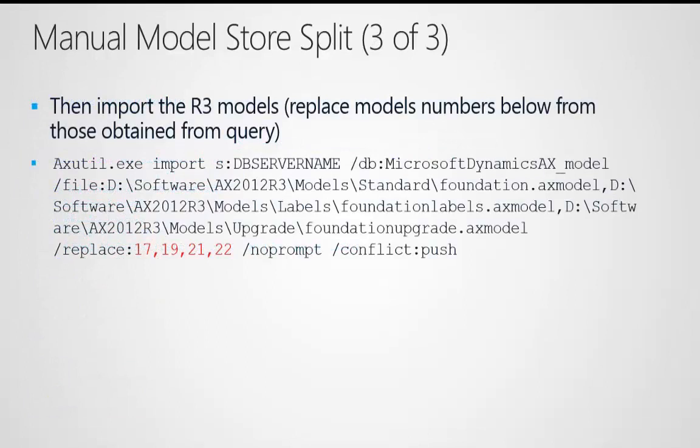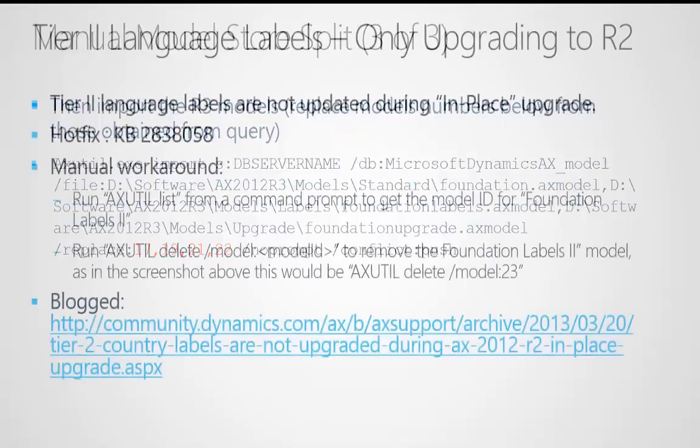Once you've run that SQL script, the final step is then to import the R3 models from the download or CD into the new model store database, and then you can use the command here on the screen and replace the red numbers I've highlighted there, so in this case 17, 19, 21 and 22, with the numbers you've got from the script on the previous slide.